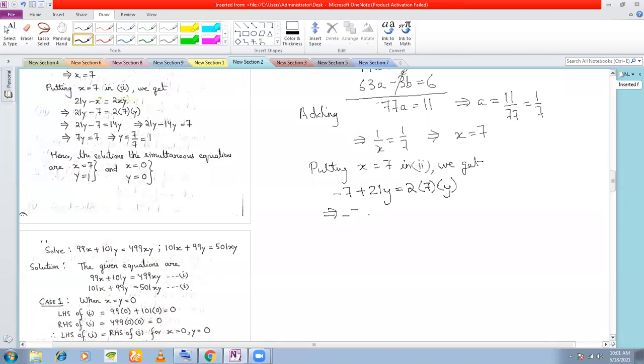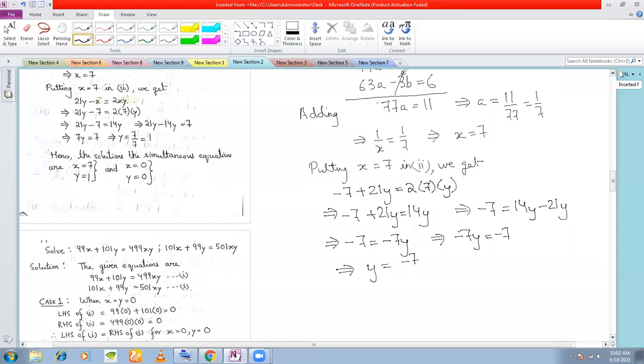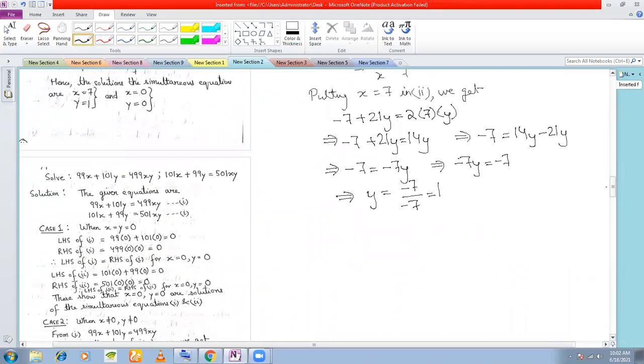So minus 7 plus 21y is equal to 14y. So you get here minus 7 is equal to 14y minus 21y. So you get minus 7 is equal to minus 7y. That means minus 7y is equal to minus 7. Now you divide both sides by minus 7. So y is equal to minus 7 by minus 7, which is equal to 1. Hence the solutions are x is equal to 7 and y is equal to 1.